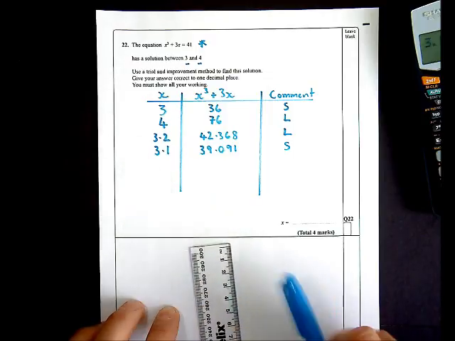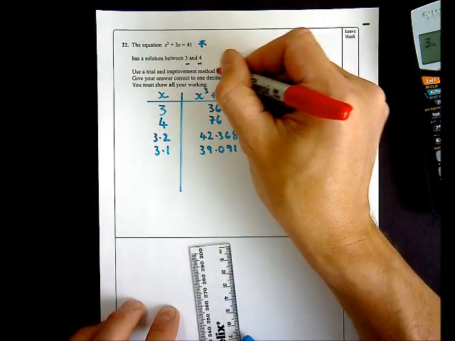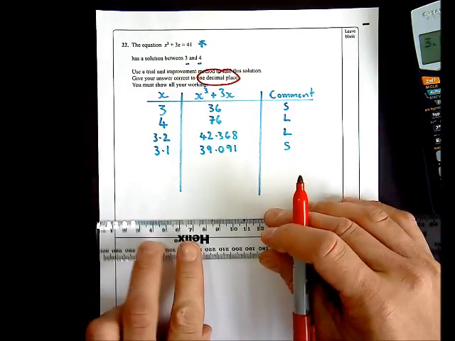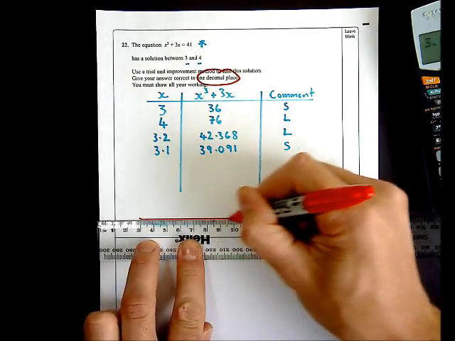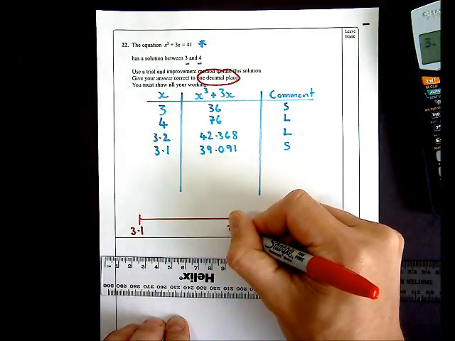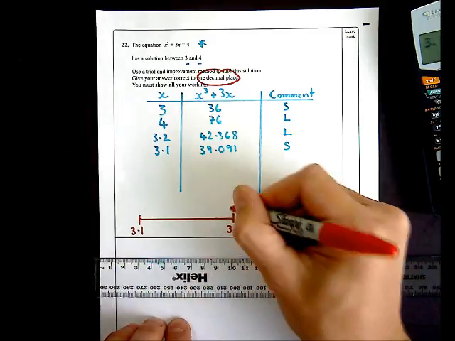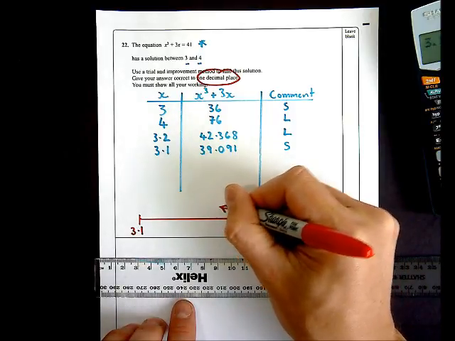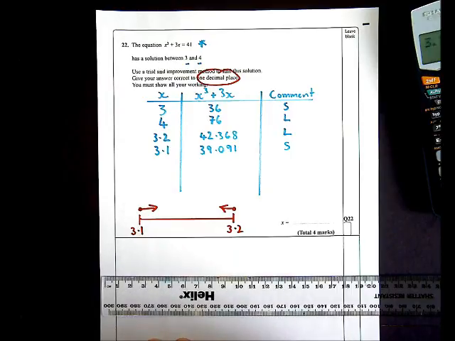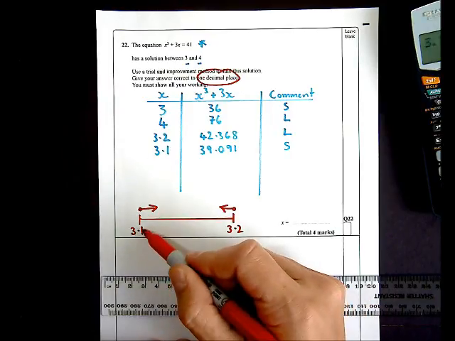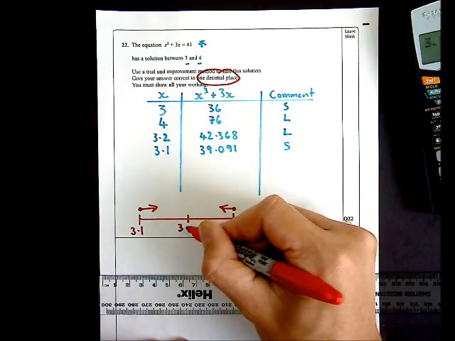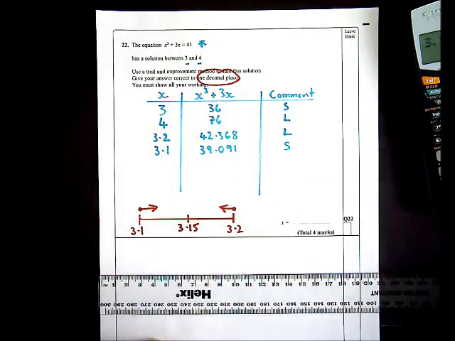Now, in the original question, it only wants an answer to 1 decimal place. So my answer is going to be either 3.1 or 3.2. Now I know that this one was too large, so my answer is somewhere in that direction, and I know that this one was too small, so my answer is somewhere in that direction. And all I'm trying to do is decide whether my answer is here or here. And to do that, I'm going to go in the middle at 3.15.